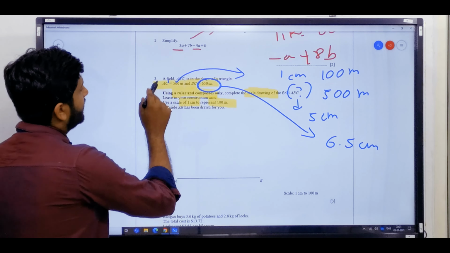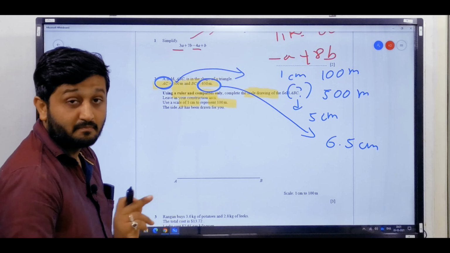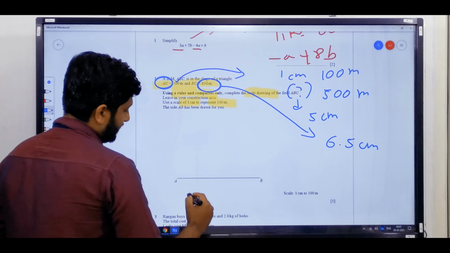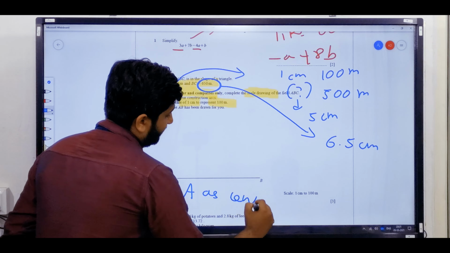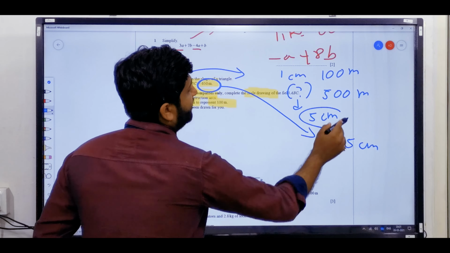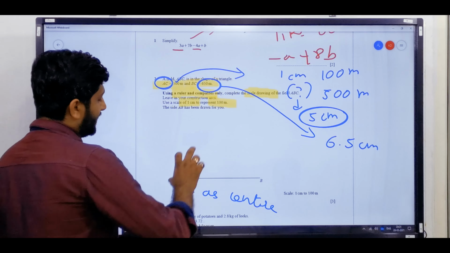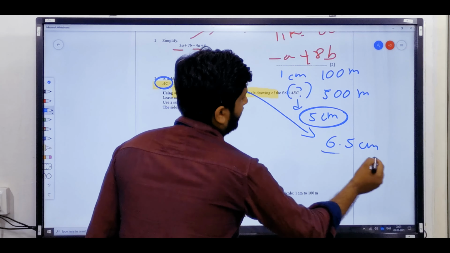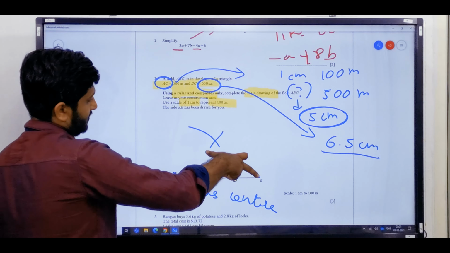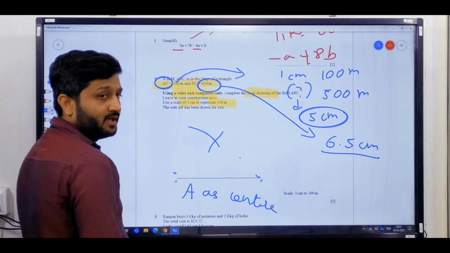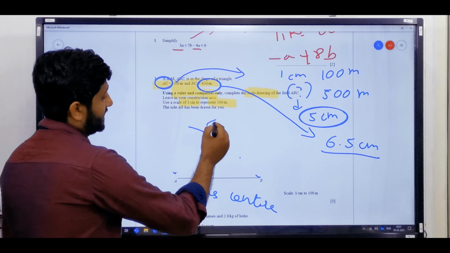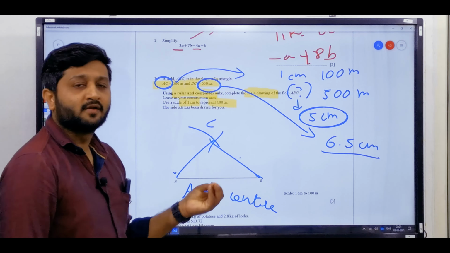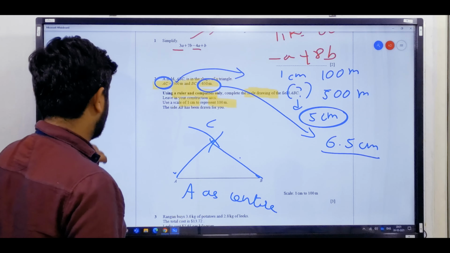See, from A, it is 500 meter. So we'll take a compass and with A as center, first we will take a radius of 5 centimeter and draw an arc just like this. Now from B as center, draw an arc of 6.5 centimeter, right? Let's say they are intersecting at this point. Now this point will be our C and we'll join these points and this becomes our triangular field. So easy guys. Let's move on to the next question.